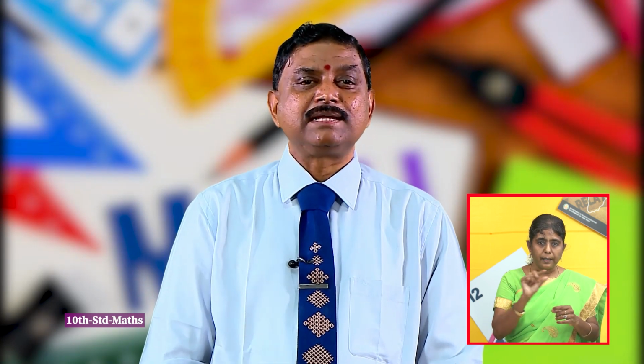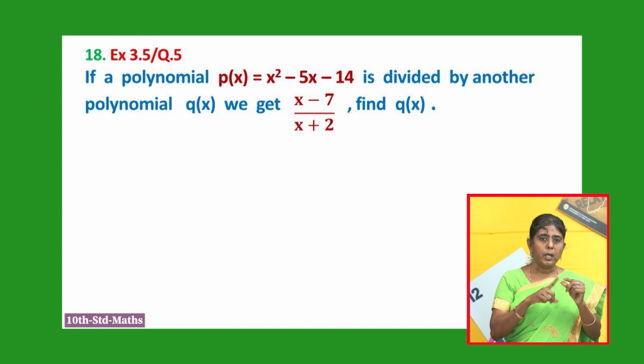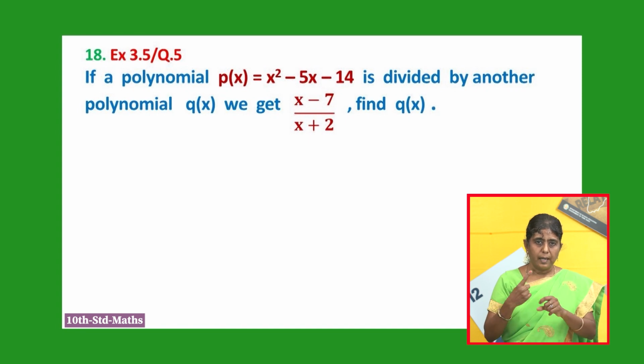That is this question. I will read the question. You also look at that. If a polynomial p of x equal to x squared minus 5x minus 14 is divided by another polynomial, that is q of x, we get the expression (x minus 7) by (x plus 2). And what we have to find out? Find the second polynomial, q of x.